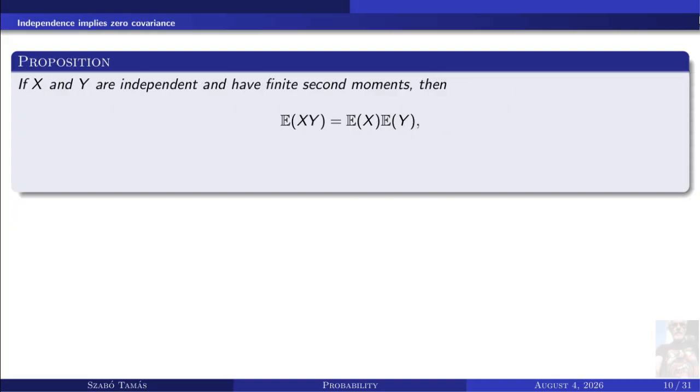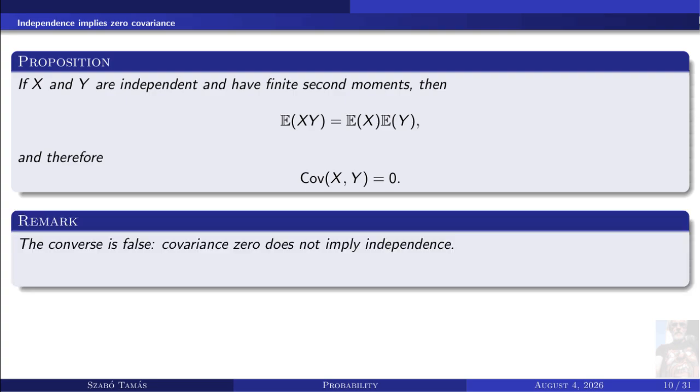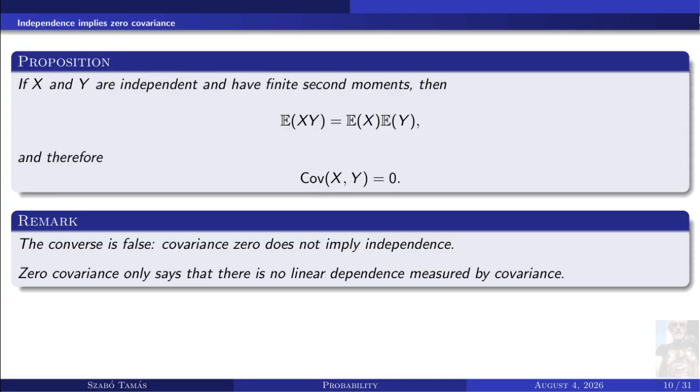Independence implies zero covariance. Indeed, if X and Y are independent and have finite second moments, then E[XY] equals E[X] times E[Y]. Therefore, cov(X, Y) equals 0. The converse is false. Covariance 0 does not imply independence. Zero covariance only says that there is no linear dependence measured by covariance.